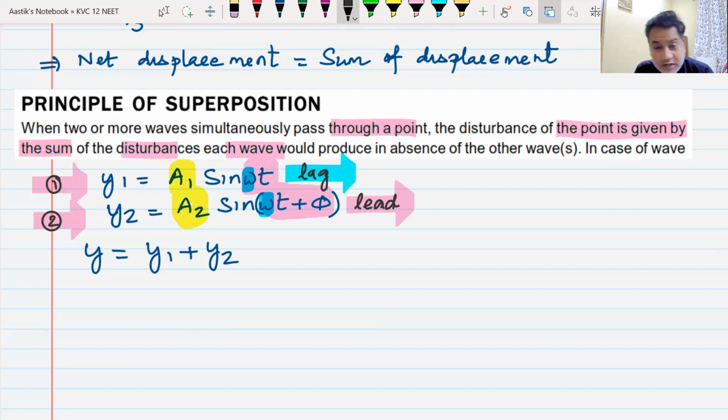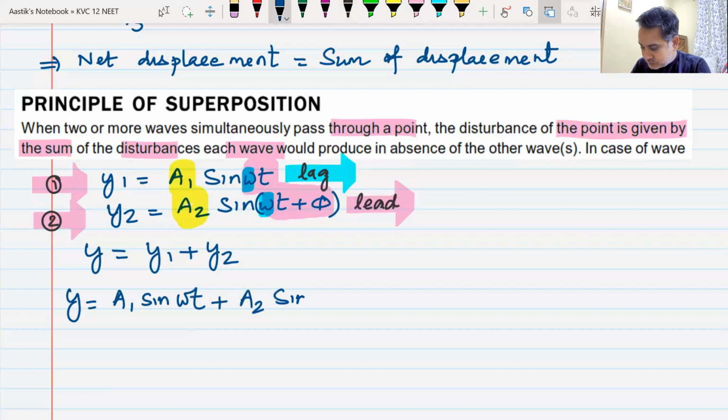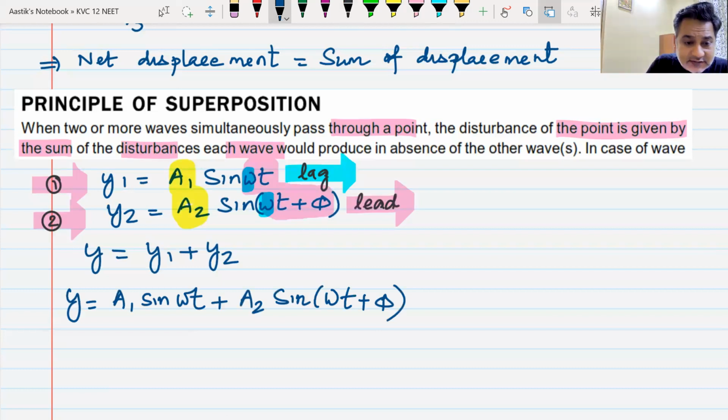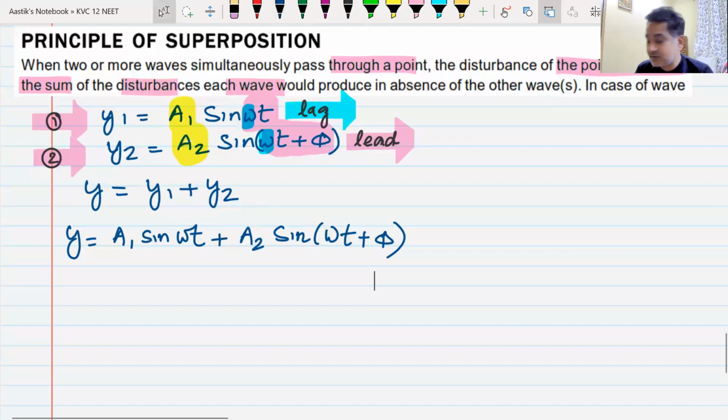Okay. Now I have to add these waves. Something is kept same, omega is kept same, because if omega is different, it becomes very difficult to add them. That is why omega is kept same. How do I add this? So if I have to add this, I will write it like this. y is equal to a1 sine of omega t plus a2 sine of omega t plus phi. Now, to add this is not the task of physics. To add them is the task of maths. We add them using maths. Now, how do we add them using maths?